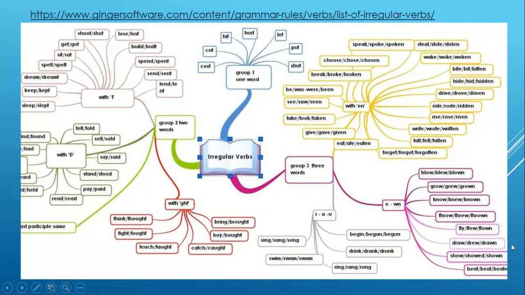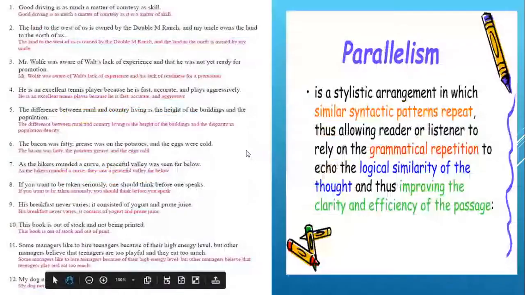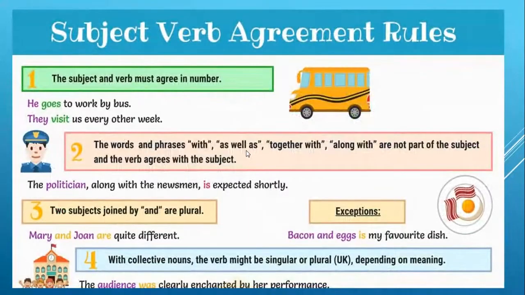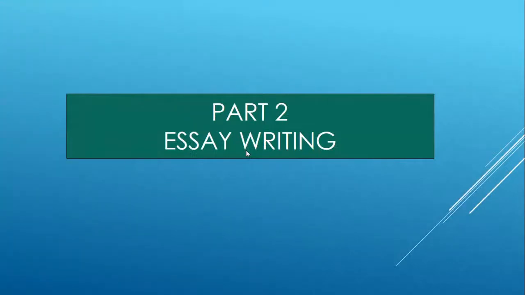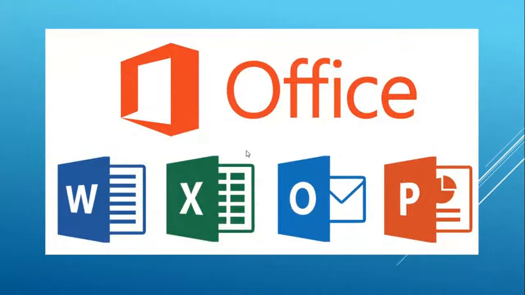This is a mind map when you are creating a research paper or an essay or maybe a technical report. This is a wonderful way for you to organize your ideas. Here I reviewed the past, present, future, punctuation, active and passive verb, fragmented and run-on sentences, subject-verb agreement, and then part two was essay writing using Office Word.